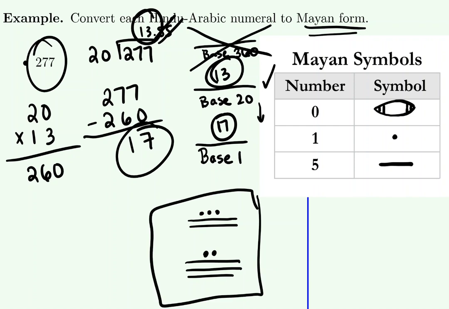And as before, we can check our work. We could see what is 13 times 20 plus 17. And if we've got the correct answer, this should give us 277. Checking in our calculator, we get this does represent 277, so we know that we got the correct answer.